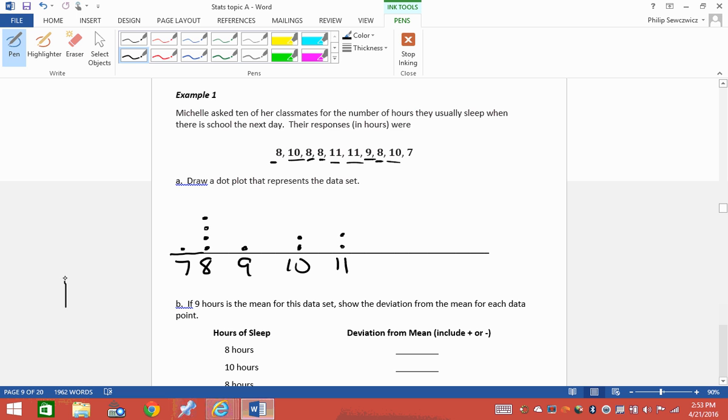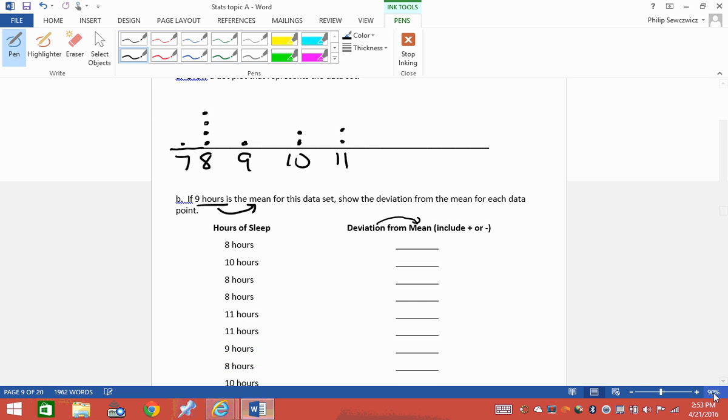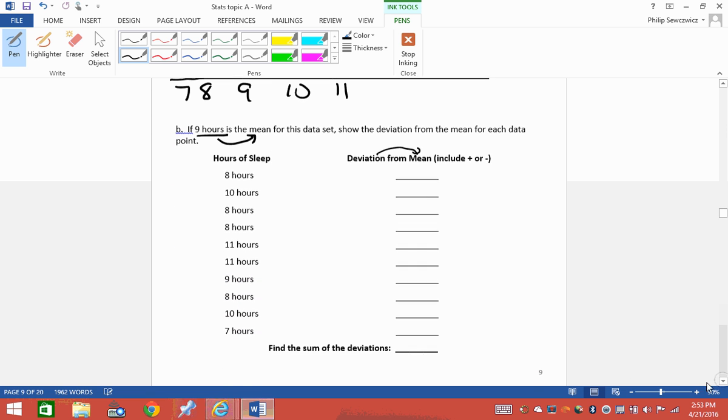If I'm going to figure out the deviation from the mean, I need to know what the mean is. And this is why I read directions, because it says 9 hours is the mean. Oh my goodness, they did it for me. I don't have to add them all up and divide. I know what it is. So what we do want to notice, though, is, remember in the previous problem?